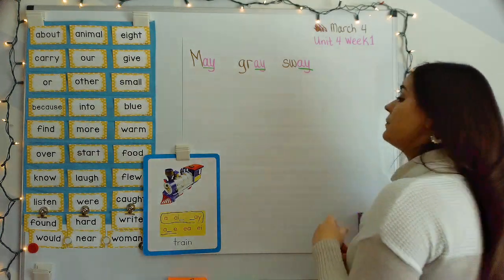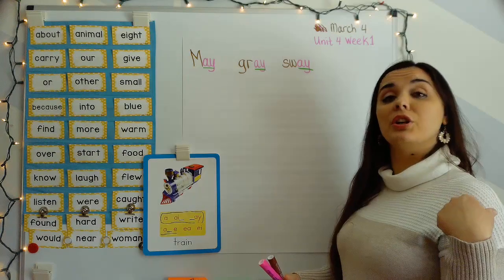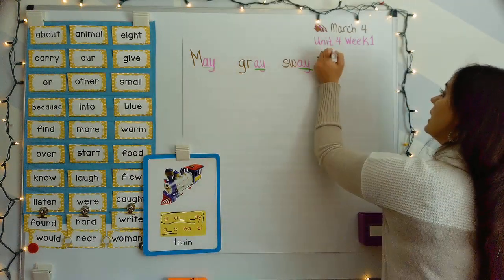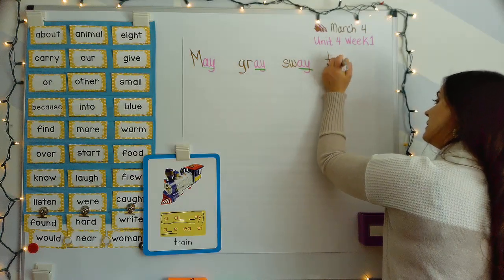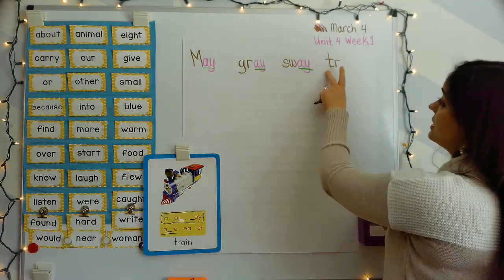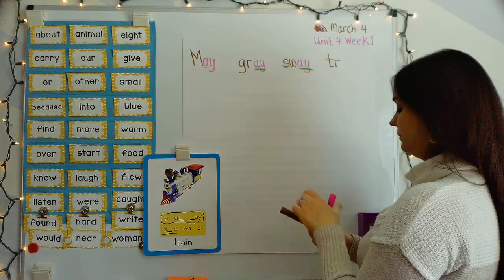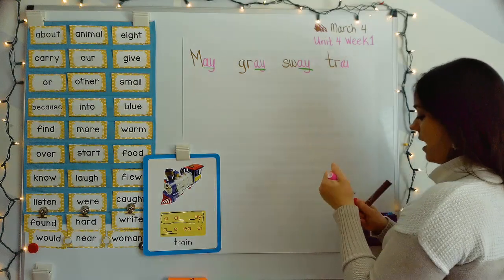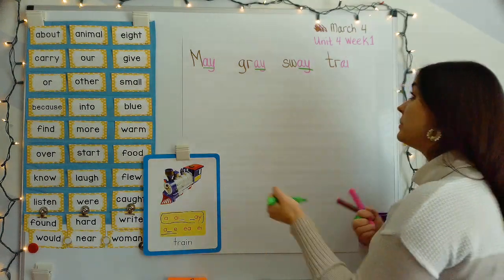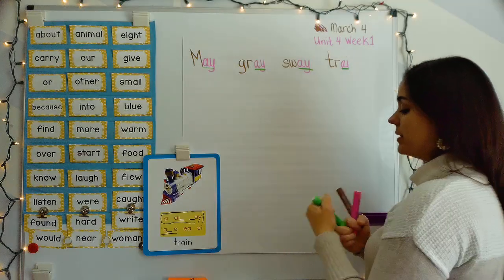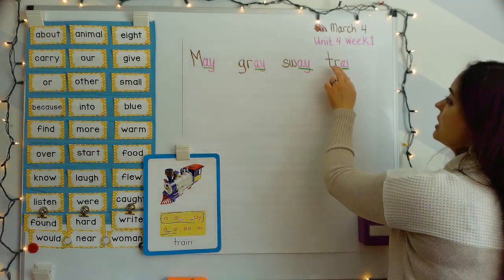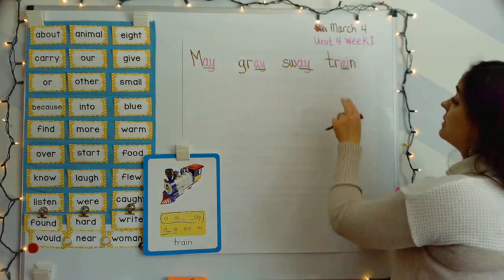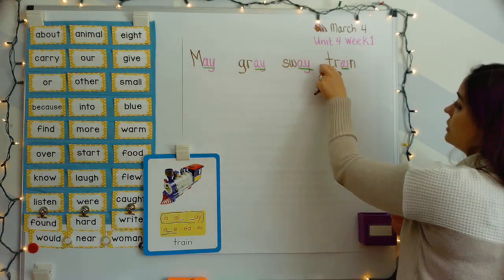And next word, train. Your turn. A, train. T-R, you can just blend those two together. Ta-er, tur. A-I is a vowel team. Those two letters, those two vowels are working together to make that long A sound. Tur, A, and says, tur, A, train.